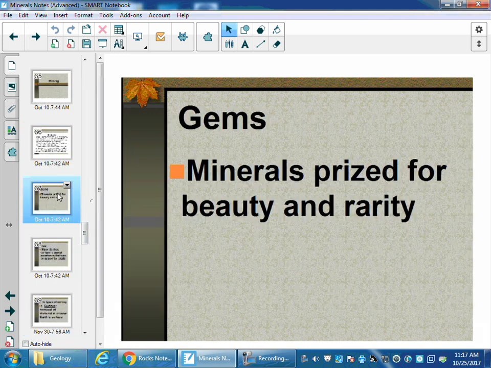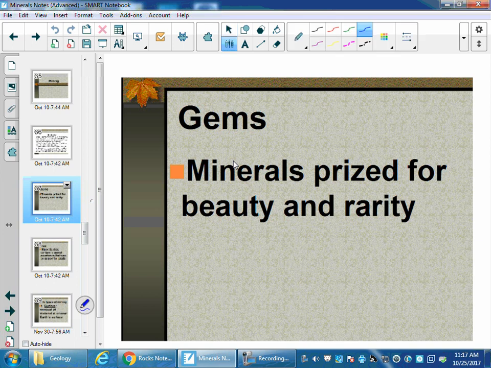So the first thing that I want you to know about mining is that there are two different types of things that are mined for. The first ones are called gems, and if you think of the word gemstone, that would be accurate. So these are minerals that are prized for their beauty and their rarity. They're not commonly found. People think they're pretty. So there's some things that are mined for.